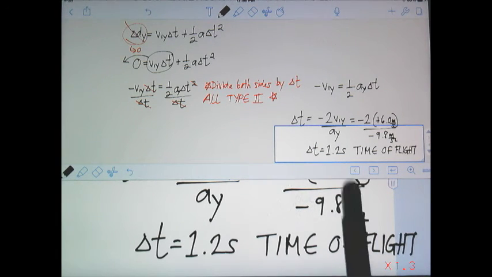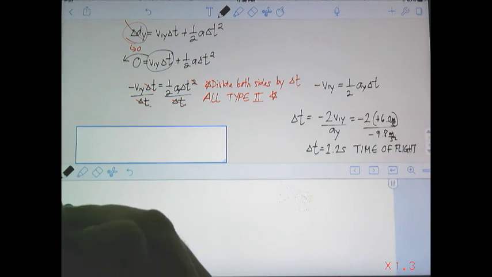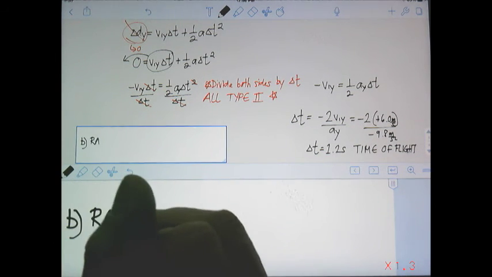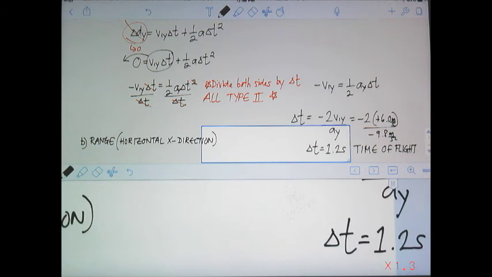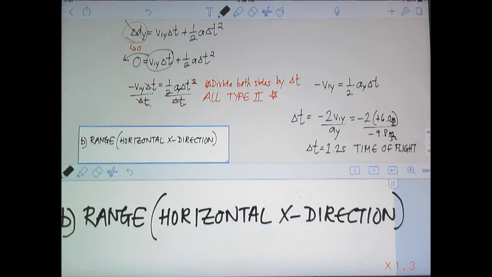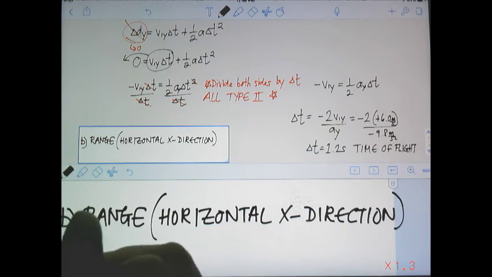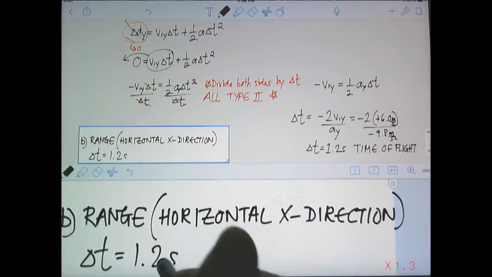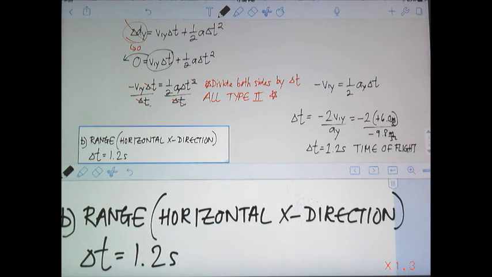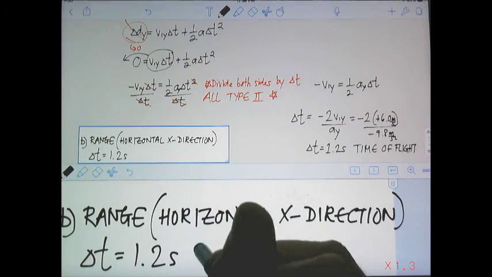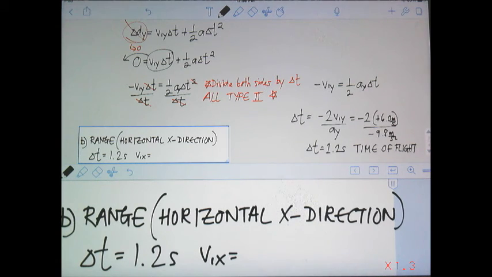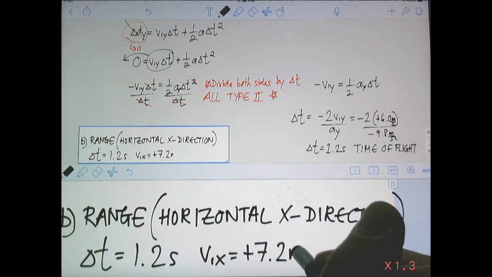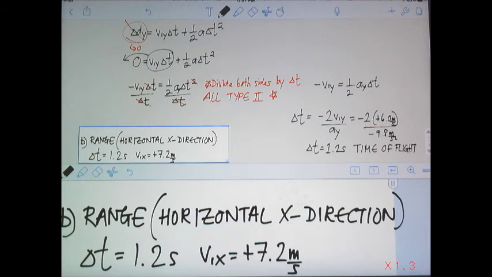With this time of flight, we can do things like answer part B, determine the range. And remember that the range is the horizontal or x direction. So we just calculated the time. It's 1.2 seconds, the time of flight, the time the soccer ball is in the air for. We know our initial x component of its velocity from the example is positive 7.2 meters per second. And we want to find delta dx, the range.